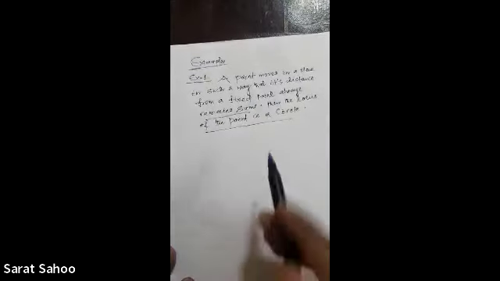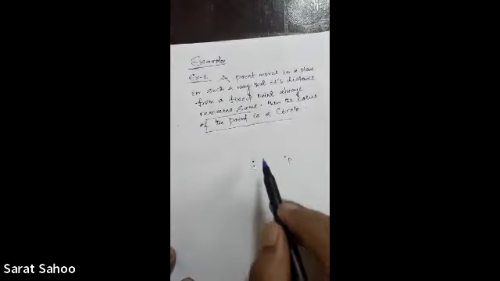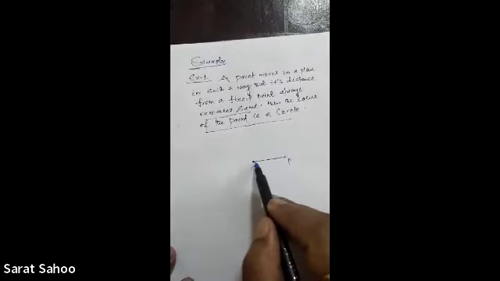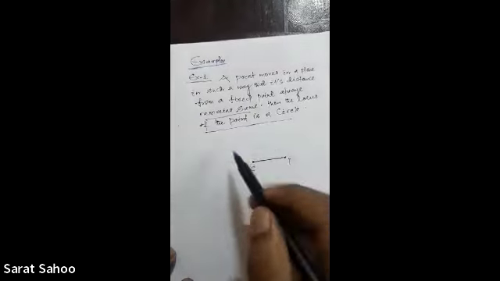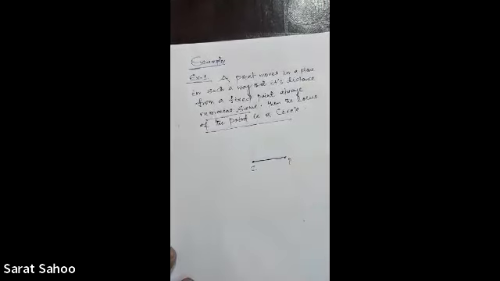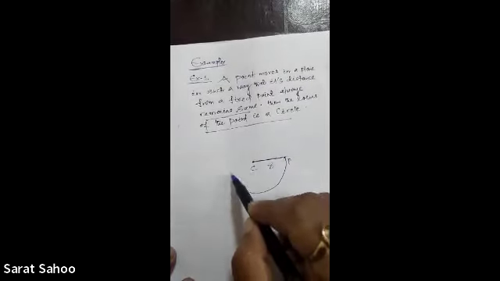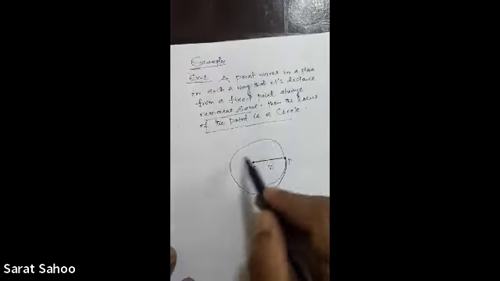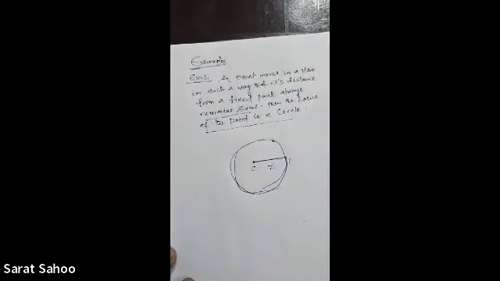Suppose this is the fixed point C and P is a variable point. A variable point means constantly changing its direction and position. The constraint on point P is whatever may be the position of point P, its distance from point C is always fixed. Let the distance be R unit. So the point P will move like this. So the path made by the point P is a circle. So locus is a circle.